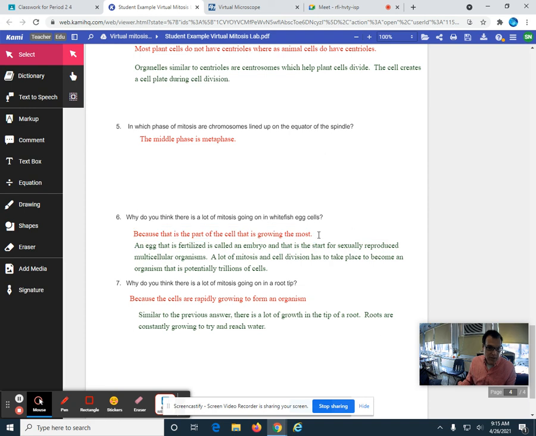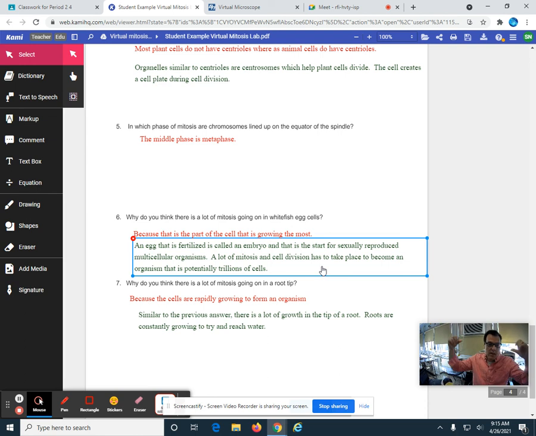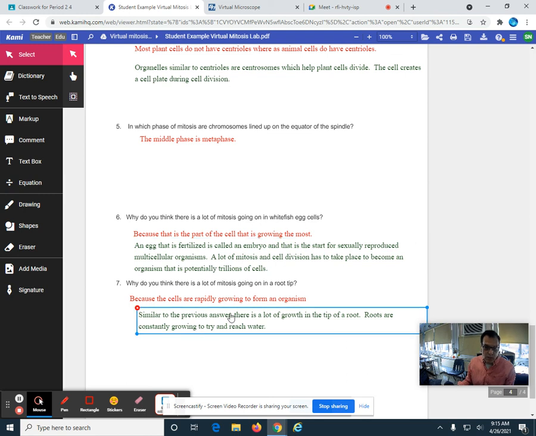And mitosis, why is there a lot of mitosis in whitefish egg cells? Because you start out as one fertilized egg, sperm unite, that's fertilization. All the genetic material is now in a single cell, and now this cell wants to grow into a multicellular organism like a fish. Well, it's got to keep dividing and going through mitosis many, many times and adding lots and lots of cells.